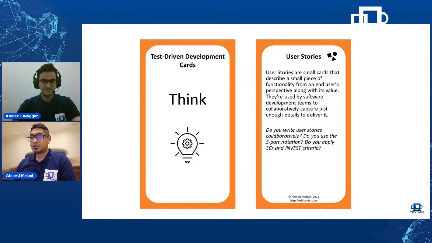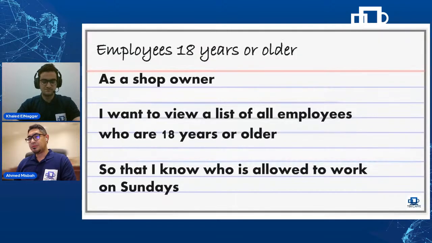And finally, it says, do you apply 3 C's and INVEST criteria? So without going into very much detail, you can read further about this or check out our coming TDD workshops. But yes, we do implement the 3 Cs and the INVEST criteria in this user story. So that's it regarding the user story. So Khaled, how about we pull the next card from the think category?